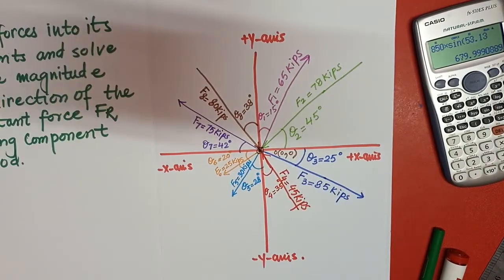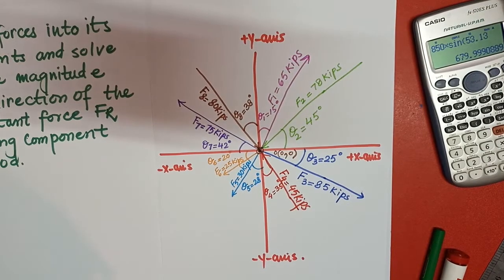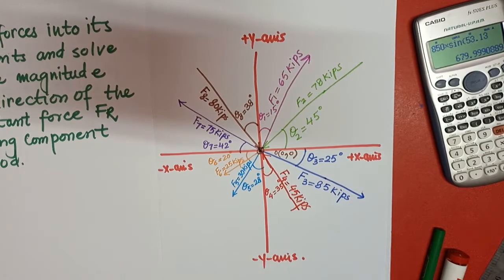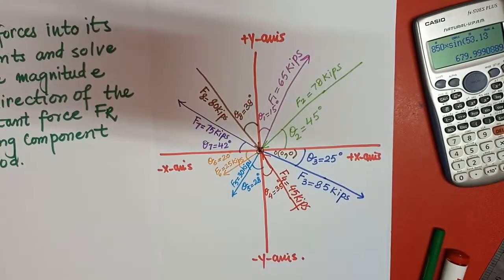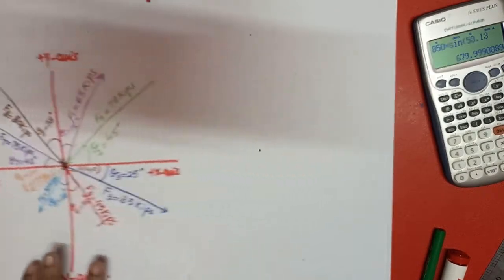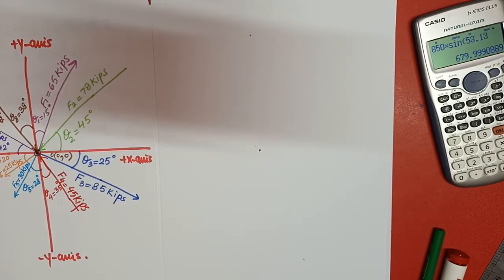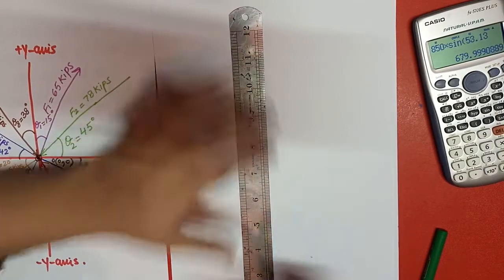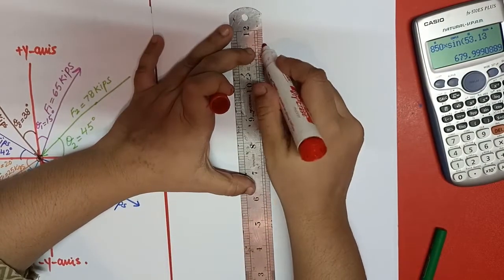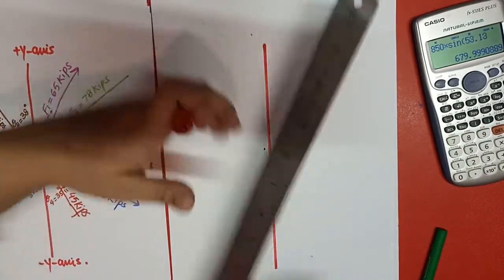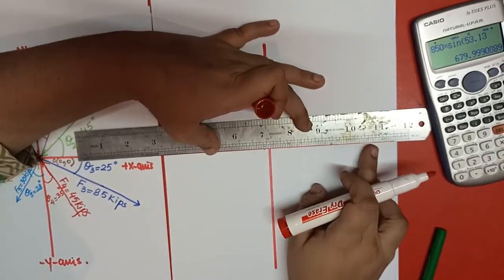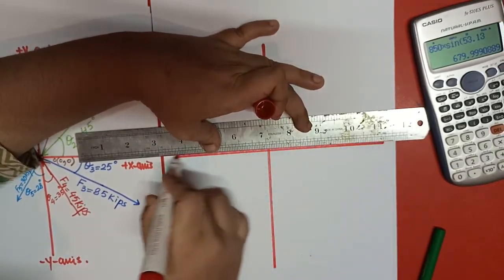Now this is the question. So what I have to do here is resolve all the forces into their components, and then sum up the horizontal forces separately and the vertical forces separately. So how can we do that? Let me discuss over here. First of all, I will resolve all the forces individually. It will help you to understand better.